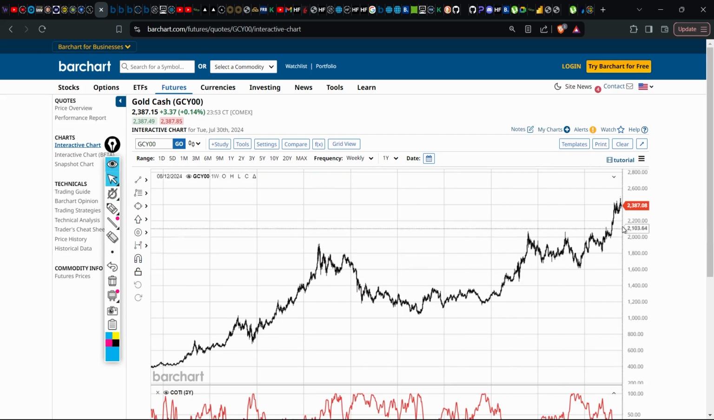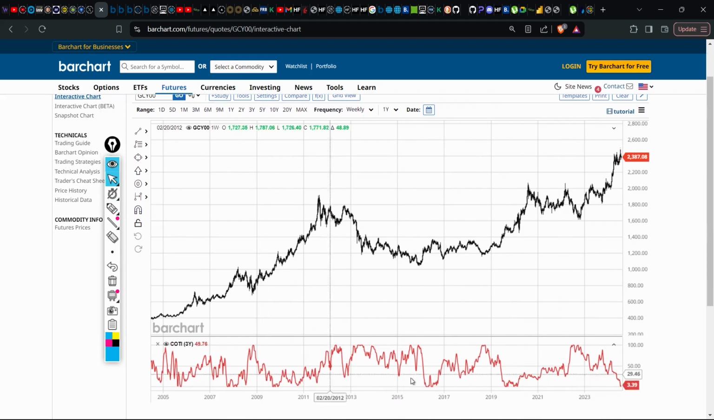So here we have a gold chart, and down below, we have a CoT index. What I'm going to show you is how useful or how useless the index can be during different cycles of price action. Sometimes the index can be extremely useful. Sometimes the index is useless. So that's what I'm going to talk about. So let's begin.